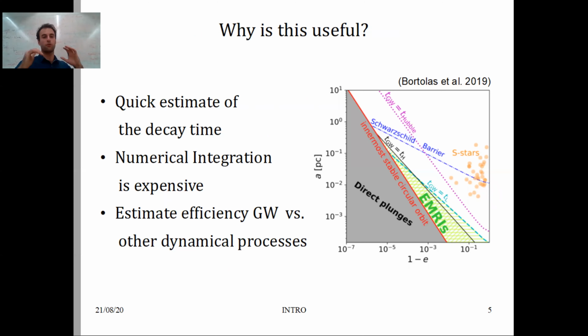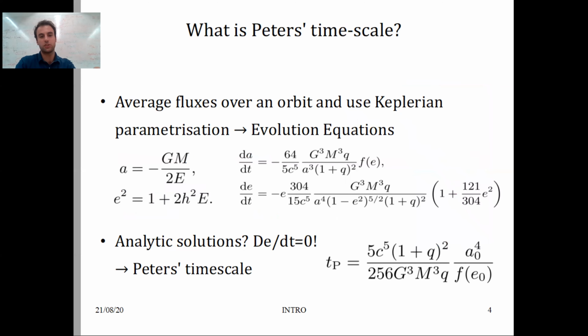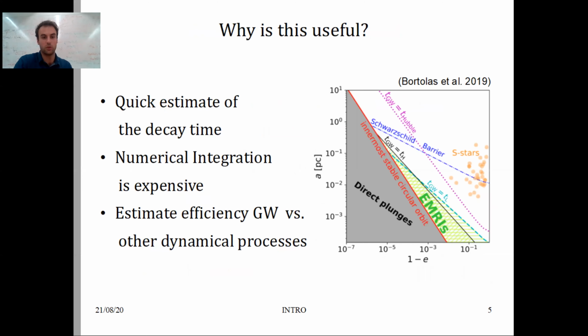For example, imagine you're following 10 million binaries that are forming, and eventually they will go underneath your minimum resolution. You're interested in knowing, from the moment they go below resolution, how much time does it take for them to merge? Instead of solving these two equations 10 million times, you just plug in semi-major axis and eccentricity 10 million times, and that's of course much faster, and then you get the result out.